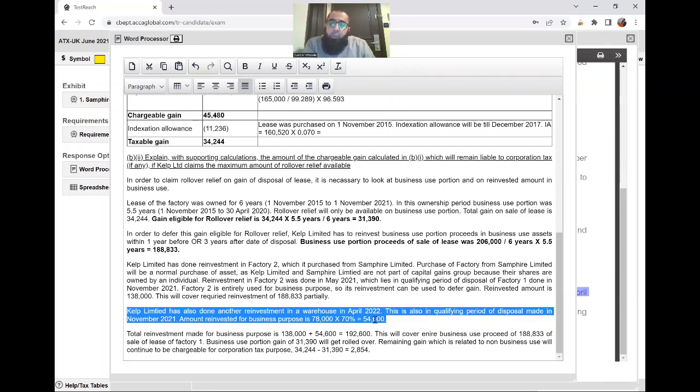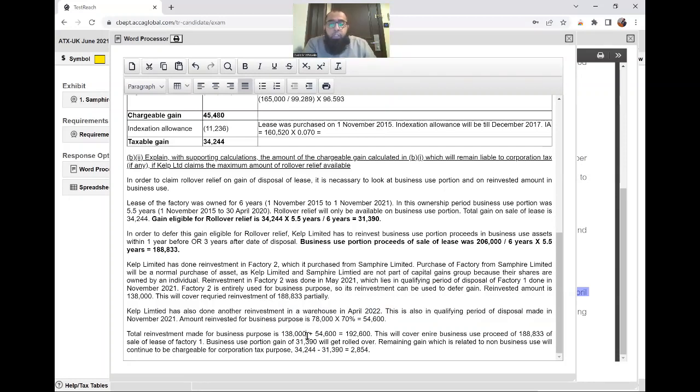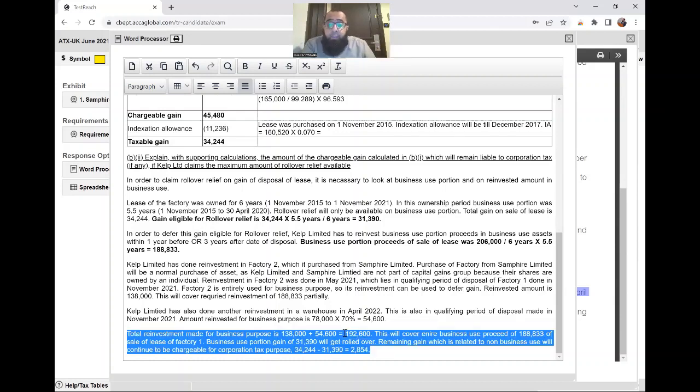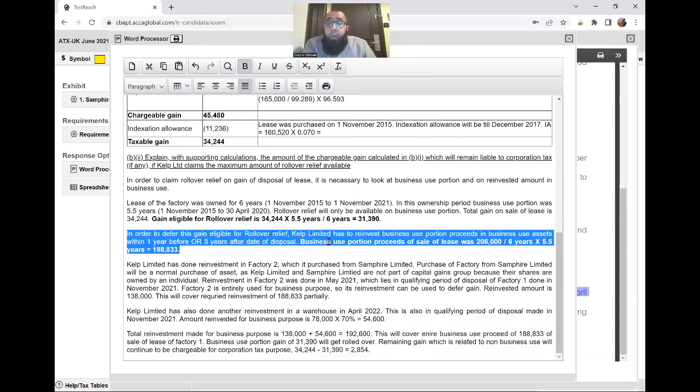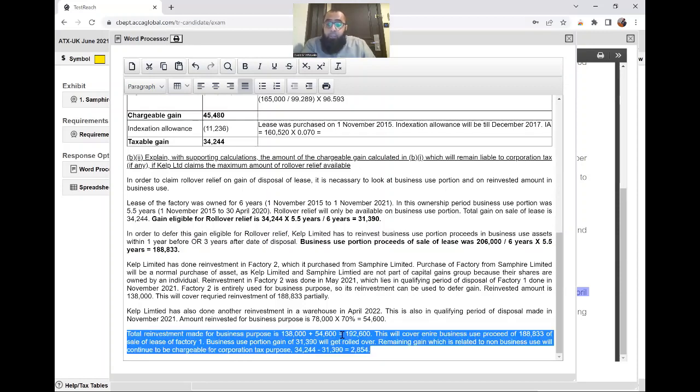We looked at the business use portion reinvestment. Total reinvestment is 138 plus 54,600, which is 192,600. Our required reinvestment was 188,833. So the business use portion gain will be deferred. Remaining gain, which is related to non-business use, will obviously not be deferred.